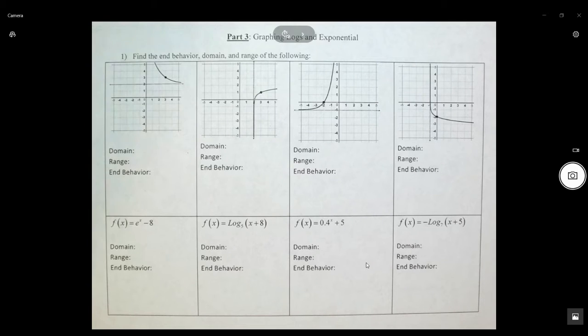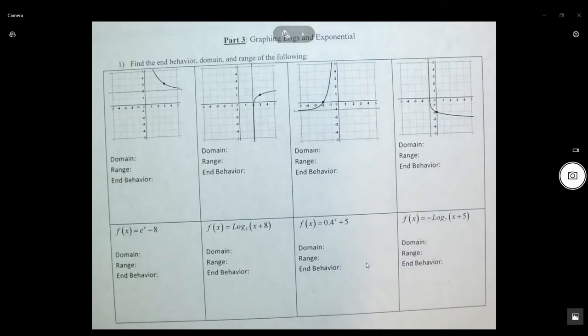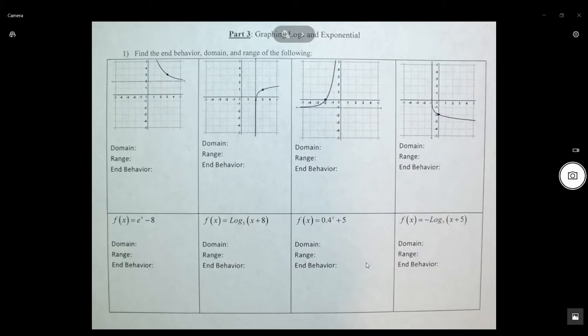Guys, this is the final exam review over section 3, which is on the third test over graphing logs and exponentials. All right, we're going to go ahead and dive right into this. So it says, first question here, we want to find the end behavior, domain, and range of the following. All right, so the first four questions have actual graphs for us, which does make it a lot easier.